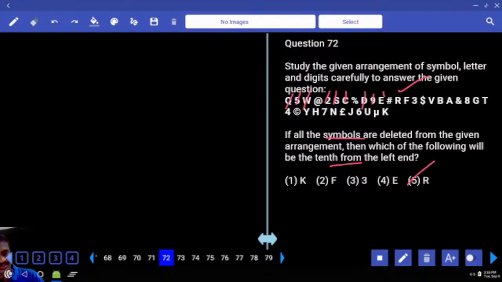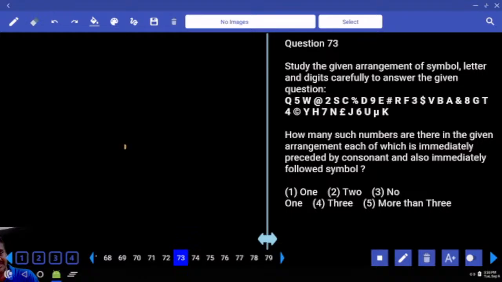The next one, 73. Now in this, how many such numbers are there, each of which is immediately preceded by a consonant and followed by a symbol? And the sequence must be consonant, number and a symbol. Consonant, number and a symbol. Consonant, number but not symbol. And consonant, number and a symbol.